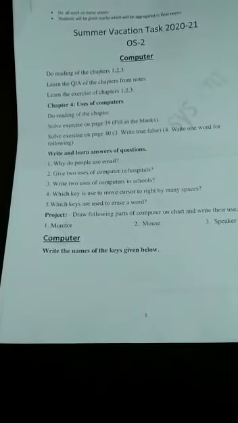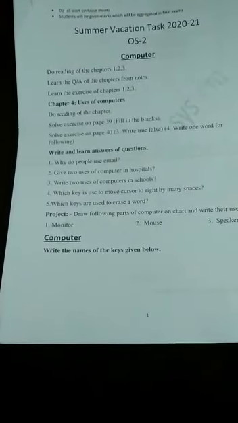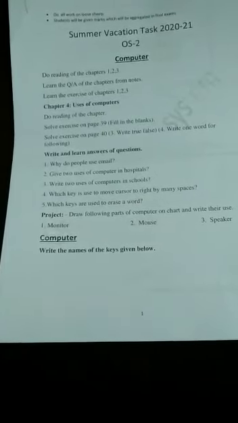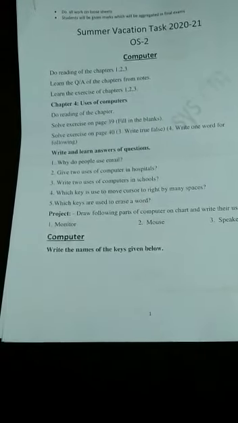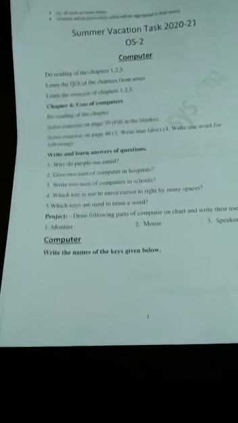Monitor, and they have to draw the picture of the monitor and they will write the uses of the monitor. Then mouse, and then speaker. Then next is write the names of the given below. This is a worksheet. They have to solve this. The key, they have to write the name, and the down one is a puzzle of computer parts. They have to find these words, and they are mentioned down below. Then pen drive, and then scanner, and then monitor.